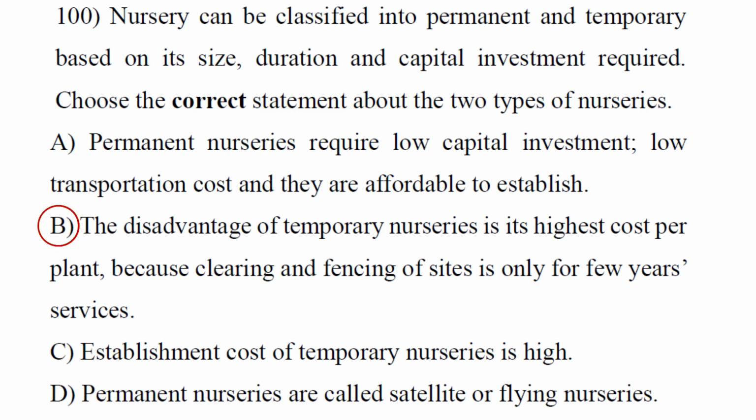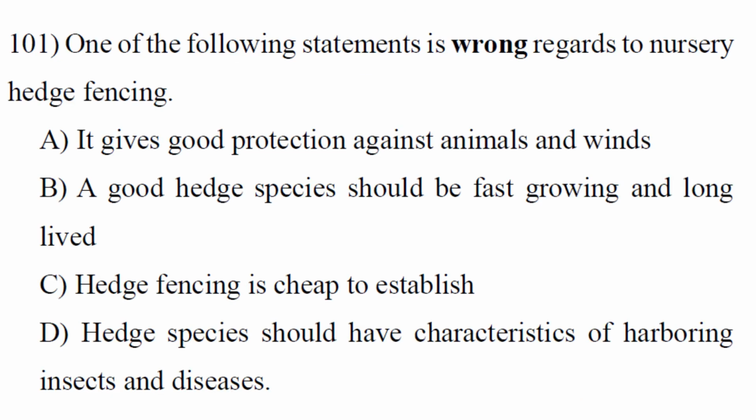Answer, B. The disadvantage of temporary nurseries is its highest cost per plant, because clearing and fencing of sites is only for few years' services. 101. One of the following statements is wrong regards to nursery hedge fencing. A. It gives good protection against animals and winds. B. A good hedge species should be fast-growing and long-lived. C. Hedge fencing is cheap to establish. D. Hedge species should have characteristics of harboring insects and diseases.